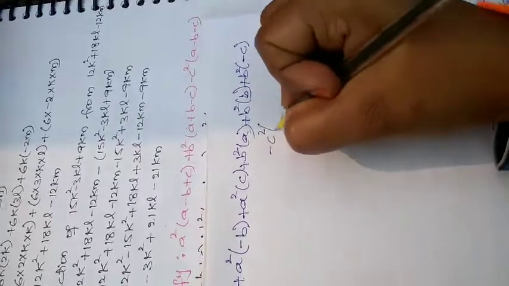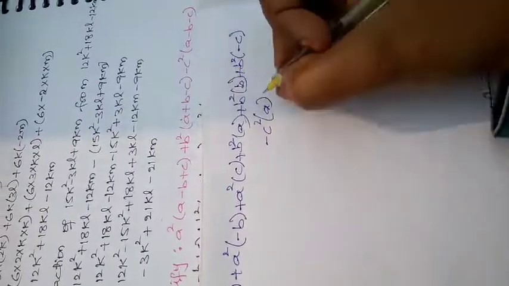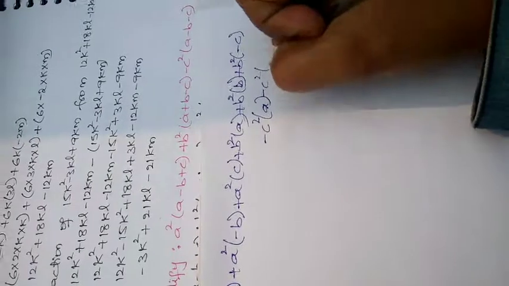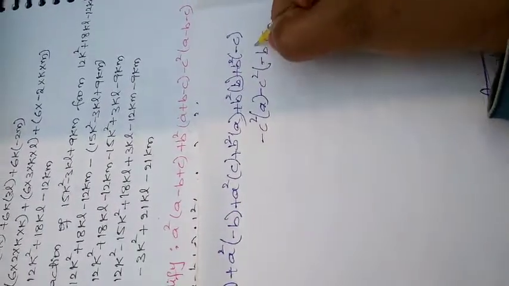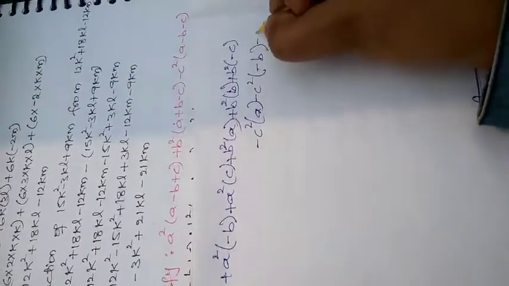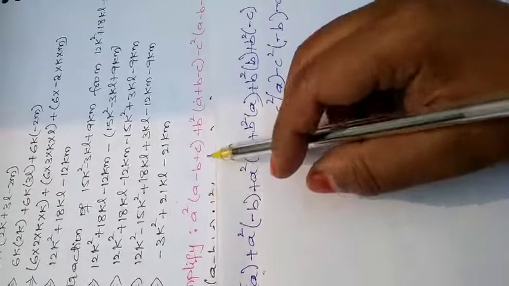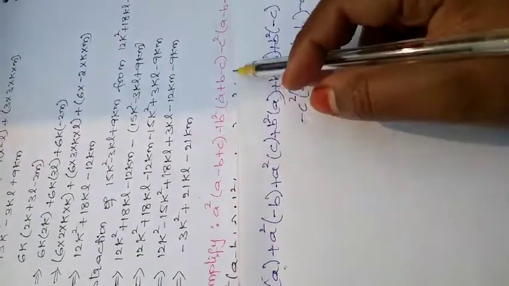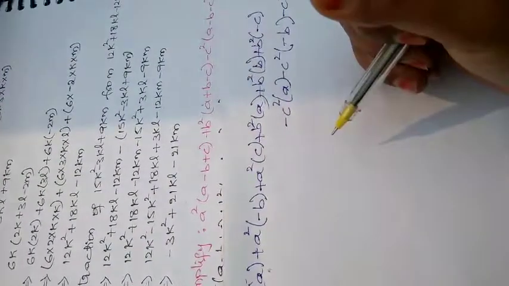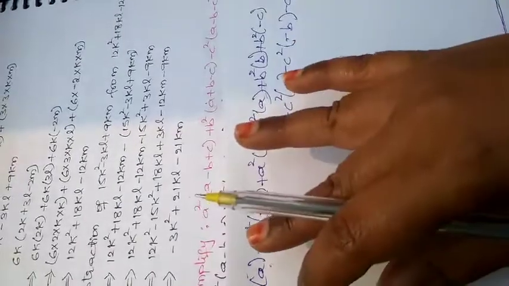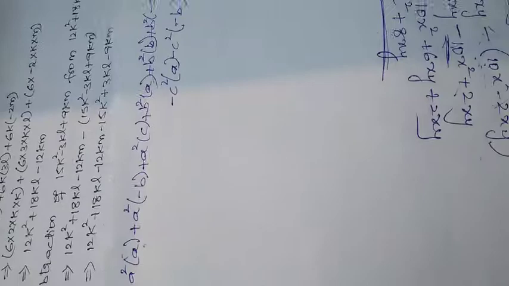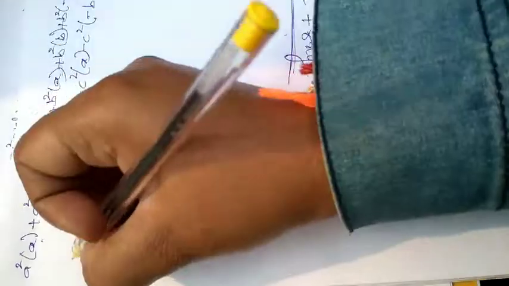So minus c square into a, next again minus c square into, here you have minus b, so write minus b, next minus c square into minus c. Okay, so children, if you are confused, do the product of these two expressions separately, these two separately, and you can simplify. Or else if you can do directly, you can proceed with this method. Okay, so here we will do the product now.